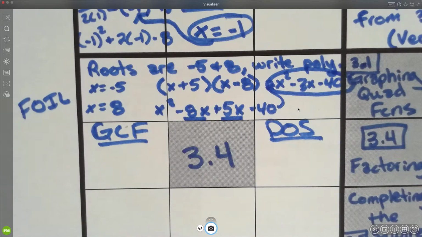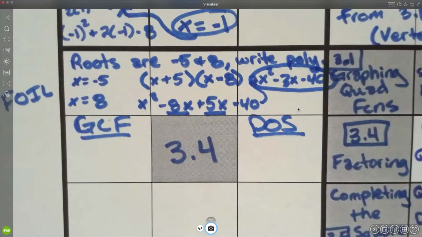I want you to help me out on this. If you flip to the top of the second page on your review, we need to find a GCF problem. Which one involves a GCF? Not 22, that's difference of squares. 23 is not a GCF. 18 is not a GCF. 19? Oh, 21. Sure, 21 is a GCF.